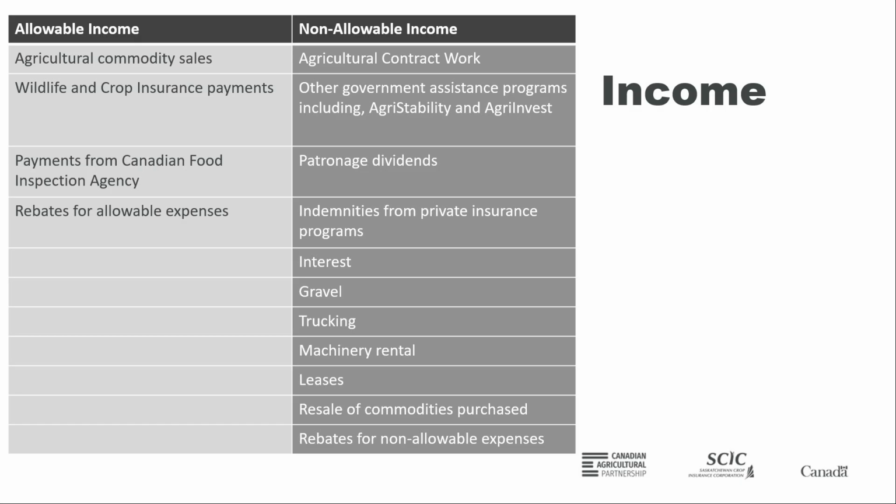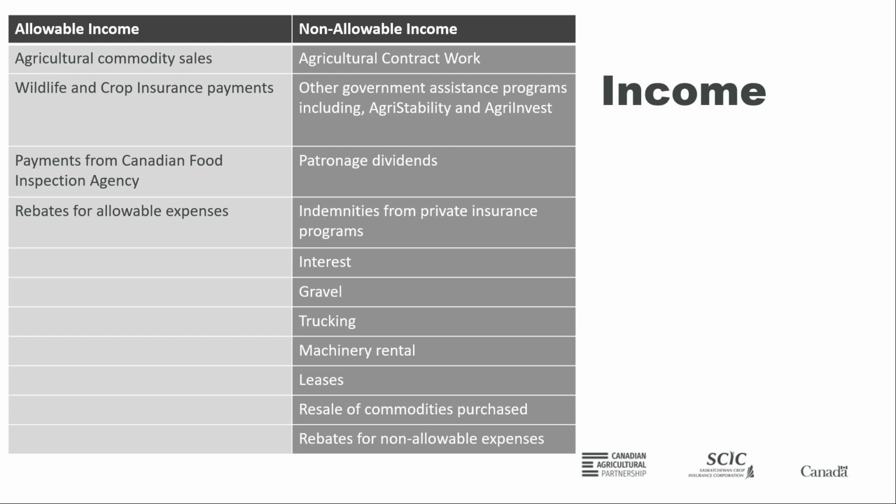So now these next couple charts, we're going to just show you what components make up the allowable income for the AgriStability program. To be allowable, the income and expenses have to be directly related to the primary production of your agricultural commodities. So for example, here on the allowable income side of things, we've got your commodity sales. If you've got crop insurance payments, all of that benefit and income is considered allowable.